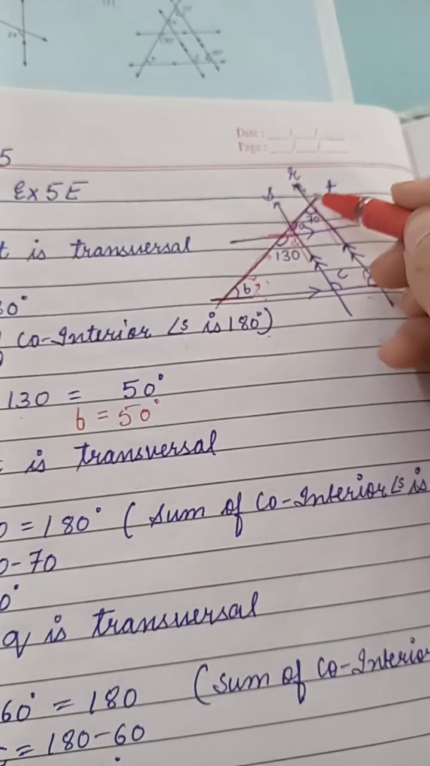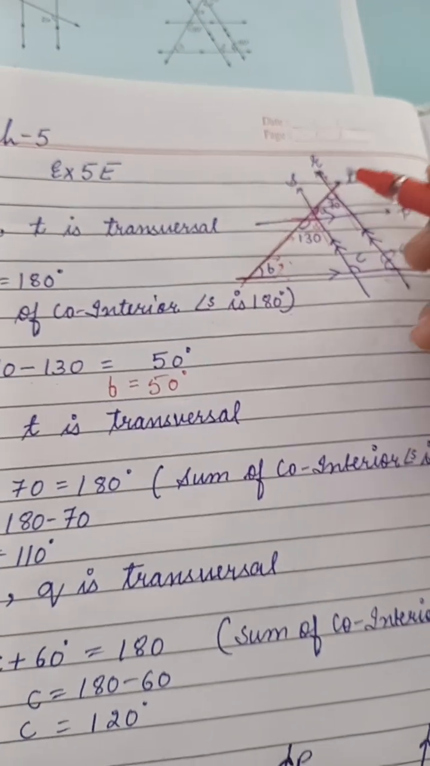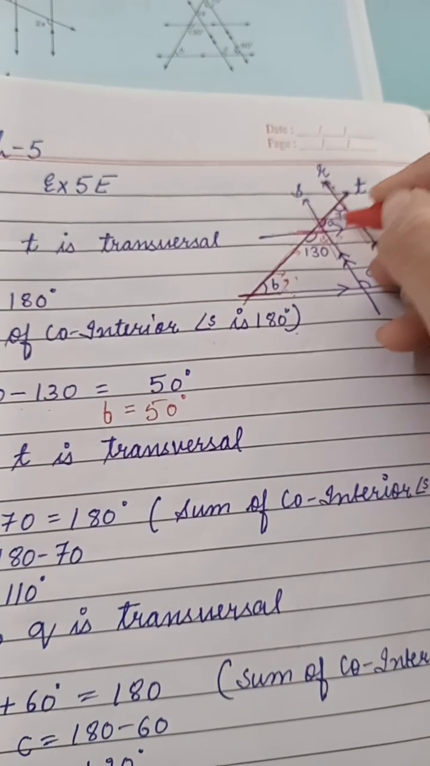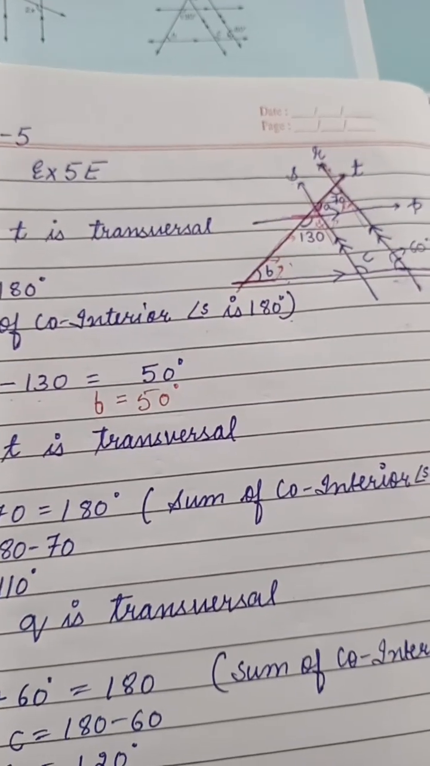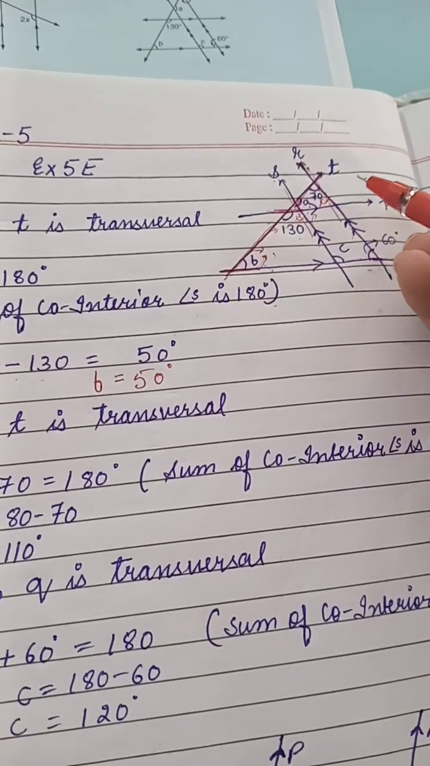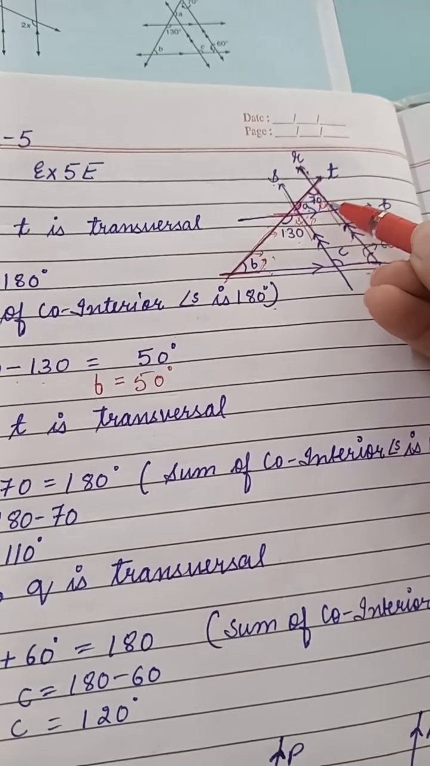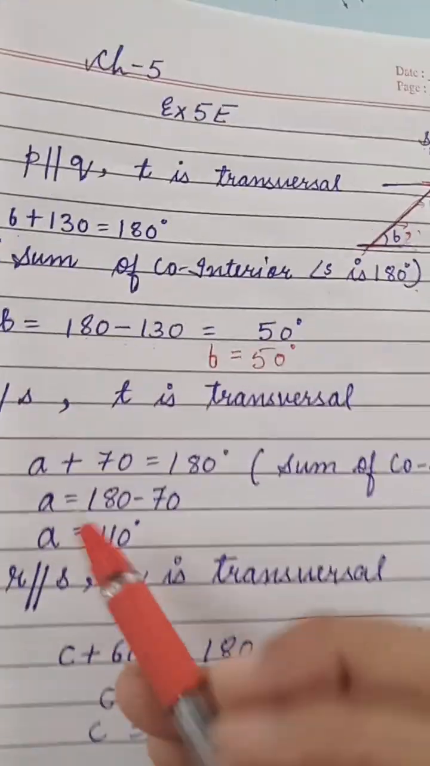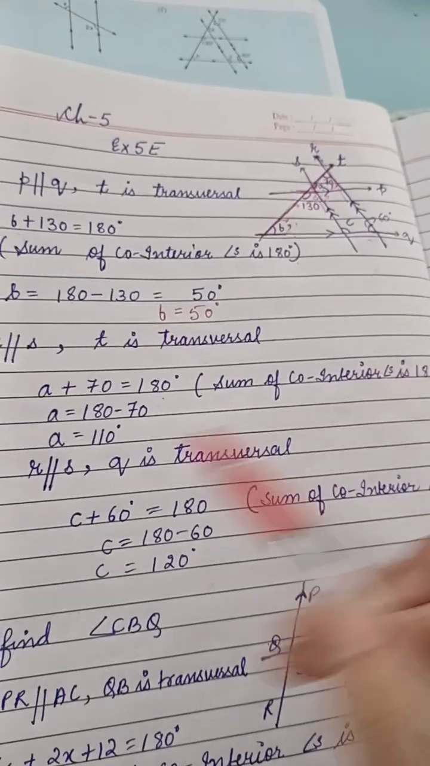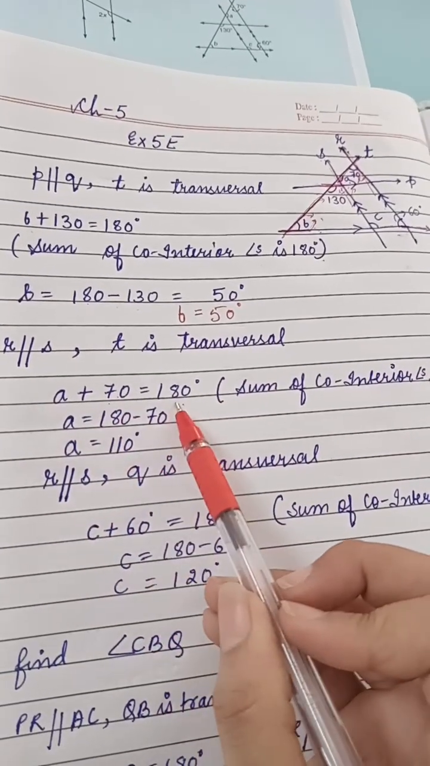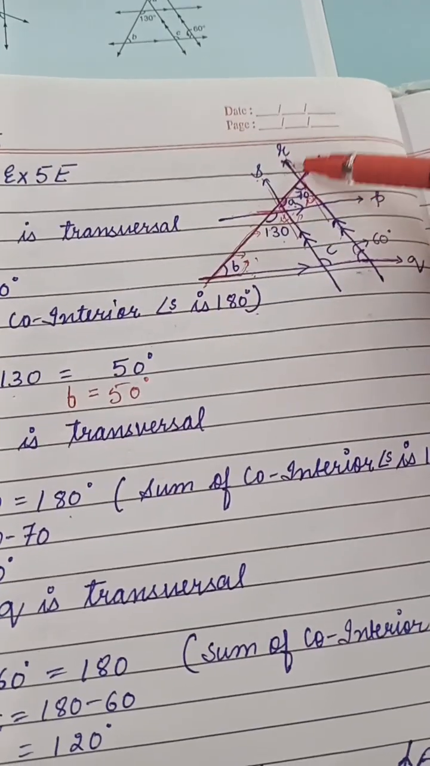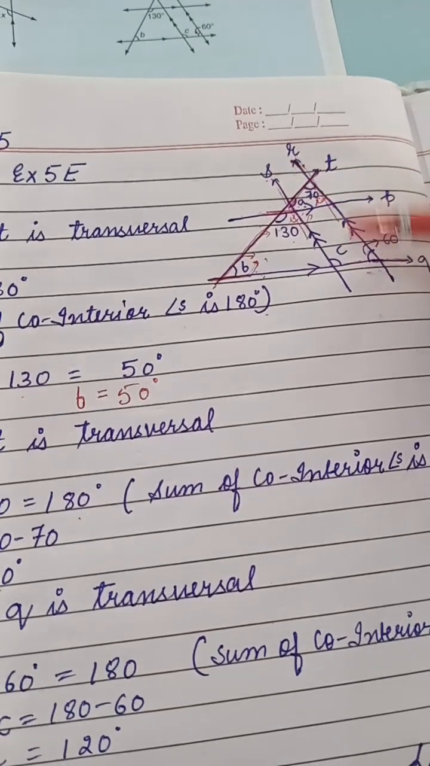So coming to the first transversal T. What will be there? They are interior of the parallel lines and on the same side of the transversal. Correct? Yes or no? So it will form co-interior angles. A plus 70 equals 180. They are interior of these two parallel lines. So A plus 70 equals 180. Sum of co-interior angles is 180 degrees. Angle A, again side change, sign change. 180 minus 70, 110.